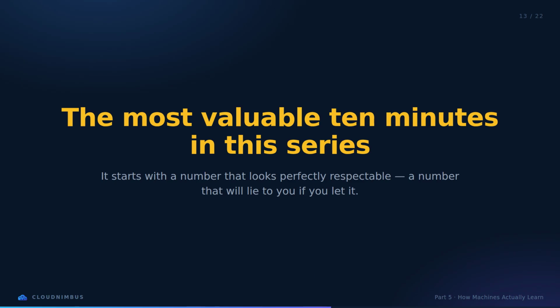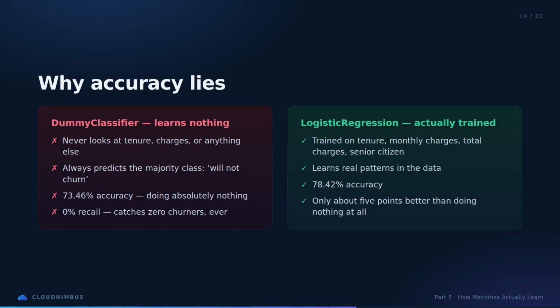It simply always predicts whichever answer is most common in the training data, in our case, always guessing this customer will not churn. That model, which has learned precisely nothing, scores 73.46% accuracy, and it catches 0 churners, not a handful, 0. 0% recall because it never once predicts churn for anybody ever. Sit with that gap. 73.46%, doing nothing whatsoever. Our real trained model only edged it out by about 5 points to 78.42.